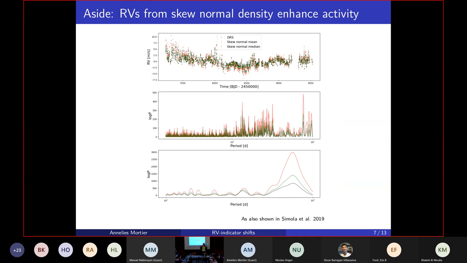As an aside, if you calculate the skew, if you fit with the skew normal density, you can get an alternative radial velocity rather than the mean of the Gaussian that you would be fitting. It's been shown in 2019 by Simola, which I think was a student of Xavier, that this could enhance activity signals. So black is the DRS RV, red is the mean of the skew normal density, and green is the median of the skew normal density. And as you see, for the green and the red, the activity signals do become actually stronger. So it could be an alternative measure of radial velocity, because your planet shouldn't change depending on your extraction method. So it is a way of getting a radial velocity that is more sensitive to activity rather than less, which is an interesting thing to think about and could be potentially really useful.